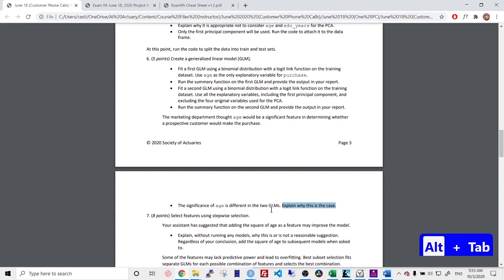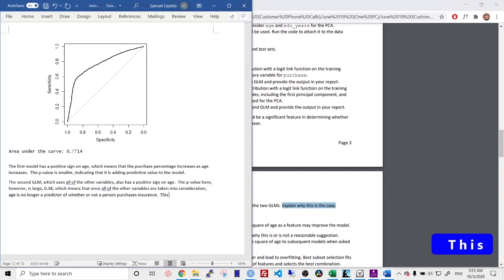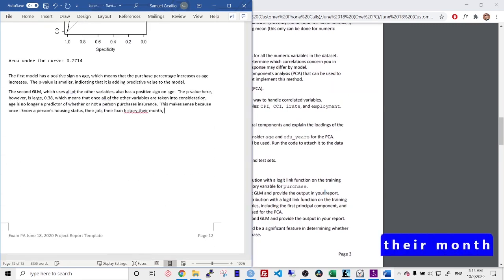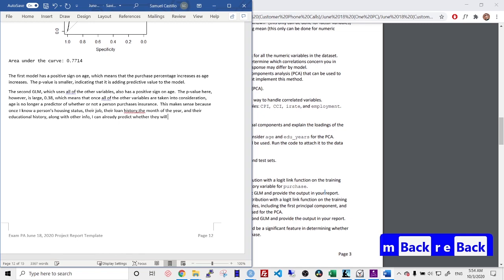Explain why this is the case. So you could also type that out. So this makes sense because once I know a person's housing status, their job, their occupation, their loan history, all of the other variables, the month of the year, educational history, along with other info, I can already predict whether they will purchase or not without knowing their age.